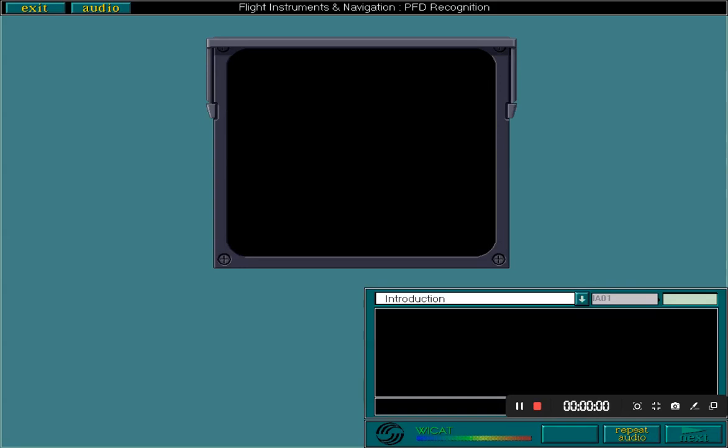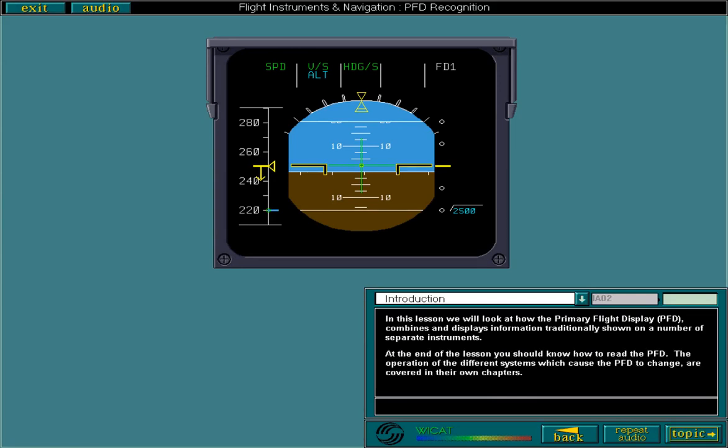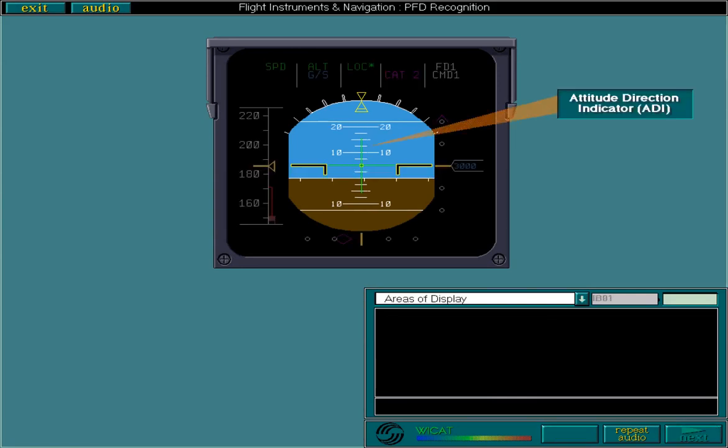This lesson we will look at how the primary flight display, PFD, combines and displays information traditionally shown on a number of separate instruments. At the end of the lesson you should know how to read the PFD. The operation of the different systems which cause the PFD to change are covered in their own chapters. The PFD can be divided into 5 main areas.